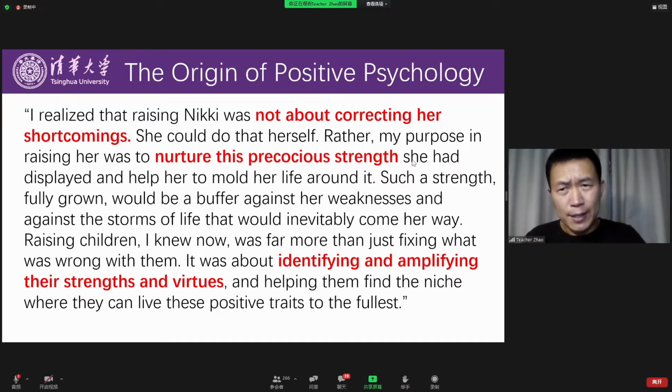Because as we can see, Marty didn't tell Nikki, you should stop whining, right? You should make a decision about your life. You should lead your life yourself rather than let it be led by your parents. But she had this natural tendency to become better, to exhibit this strength. So Marty wrote, "Such a strength, fully grown, would be a buffer against her weakness and against the storms of life that would inevitably come her way. Raising a child, I knew now, was far more than just fixing what was wrong with them. It was about identifying and amplifying their strengths and virtues, and helping them find the niche where they can live these positive traits to the fullest."